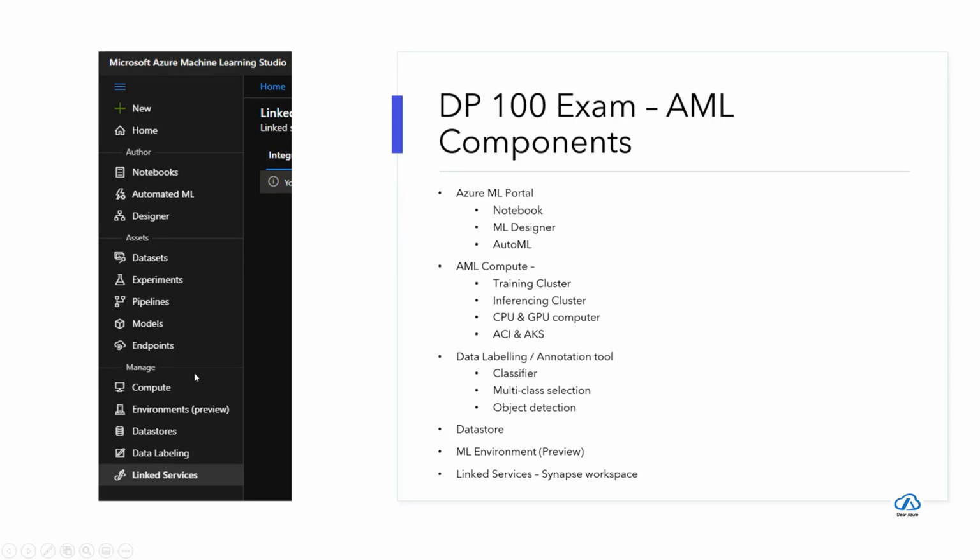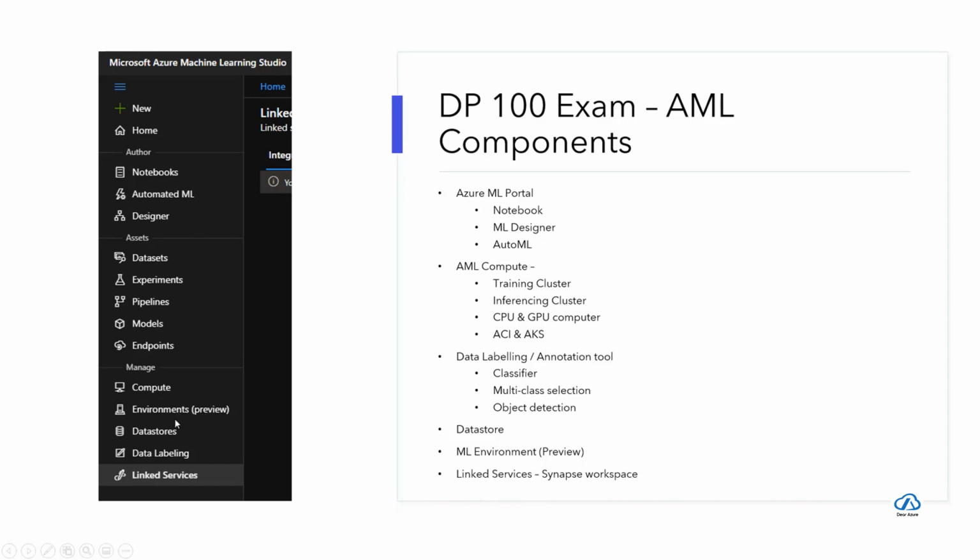Then the manage section, you have the compute, you have the environment. On the compute, you have different kinds of training cluster, inferencing cluster. If you want to use a big GPU cluster, you will use that training cluster. For inferencing, you will use that one. You can select both CPU and GPU compute. You can also select ACI and AKS. ACI is Azure Container Instance, and AKS is Azure Kubernetes Service. If you deploy your model in a single container, it's ACI. If you deploy your model in a big cluster of multiple containers, that's AKS. All of them are actually managed.